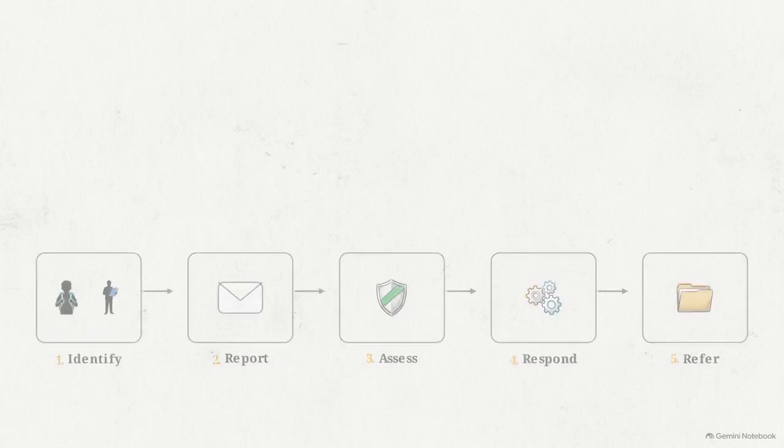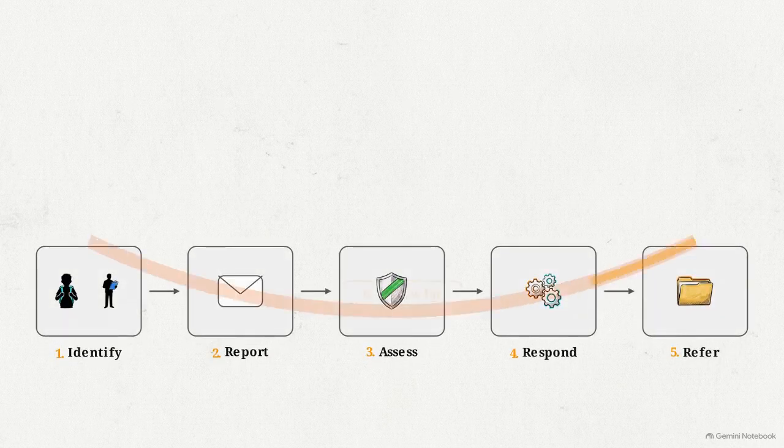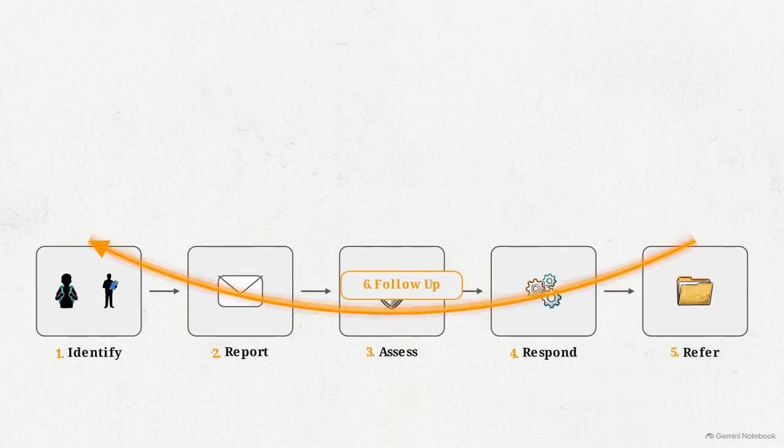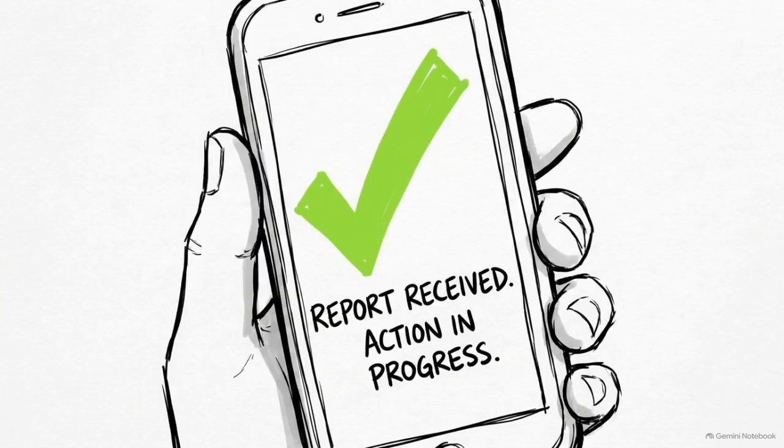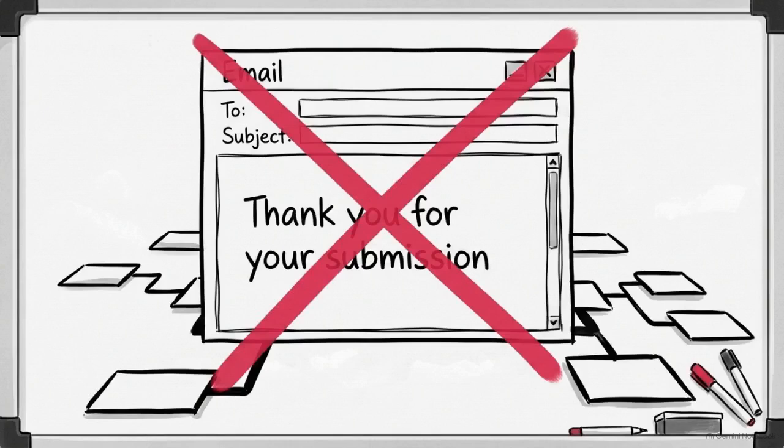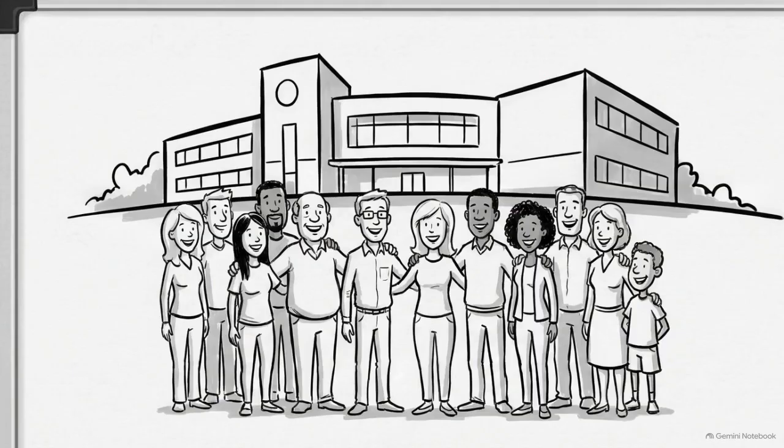The process concludes with step 6, follow-up. This glowing line shows the school returning to the original reporter to close the loop. Your protocol should specify how you will confirm that a report was received and acted upon. Avoid generic responses that leave the reporter wondering if anything happened. When people see that their concerns result in tangible action, they are more likely to trust the system and speak up in the future.